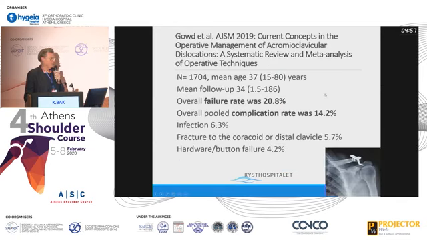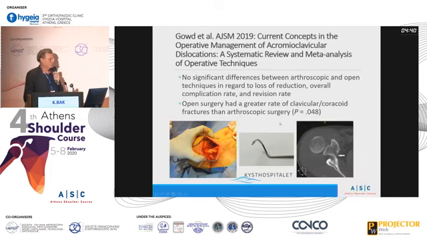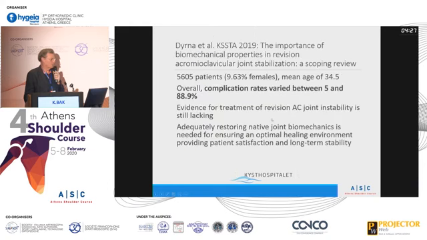This is a systematic review. The overall failure rate here was nearly 21%, and the complication rate was 14%. Infection was the most common, and then a fracture of the coracoid. It's a serious complication, I think. And then you have failures of the hardware as well. They concluded that there was no significant difference between arthroscopic and open techniques, and open surgery had a greater rate of clavicular or coracoid fractures than arthroscopic surgery.